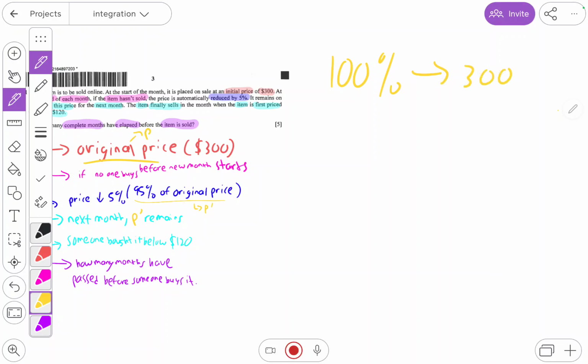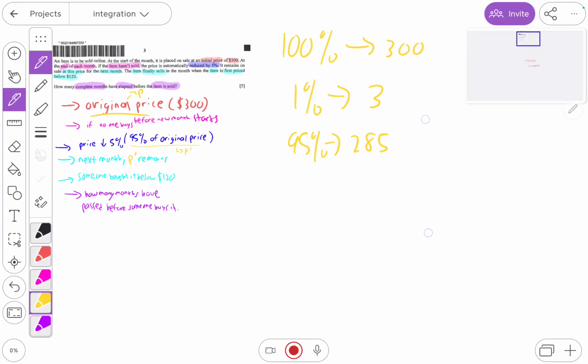Okay, so 95%, let's find 1% first. So 1%, which is 3. Okay, 95%, which is 3 times 95, which is 285. Okay, so you see this is the price that is sold right at first. So if I bring back to you, this is at first. Okay, and this is next month, the price of the next month.